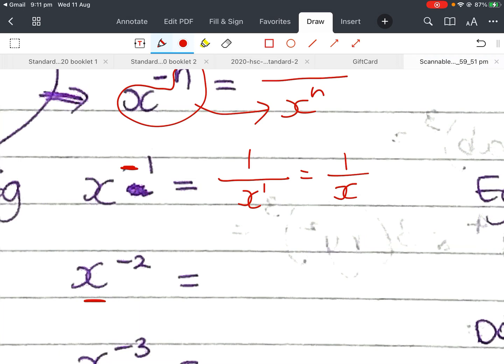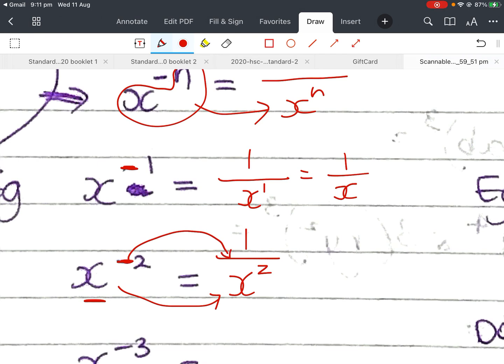So let's try the next one, x to the power of negative 2. That means the x and to the power of 2 goes into the denominator, right? And up the top, well, we've got nothing to put at the top, so we just put a 1. So it's like this negative becomes the fraction line.